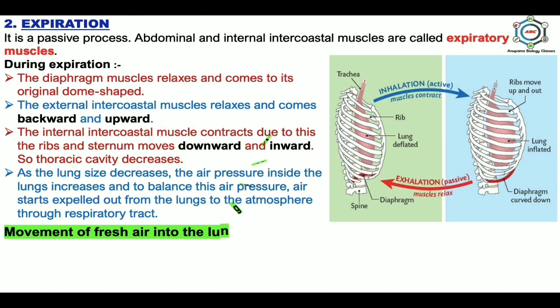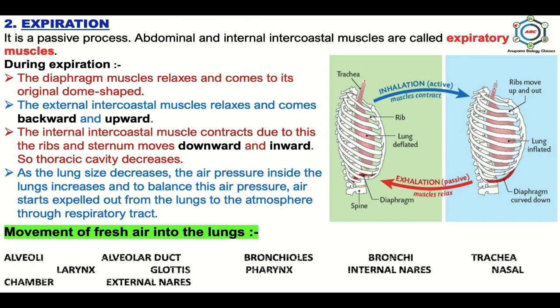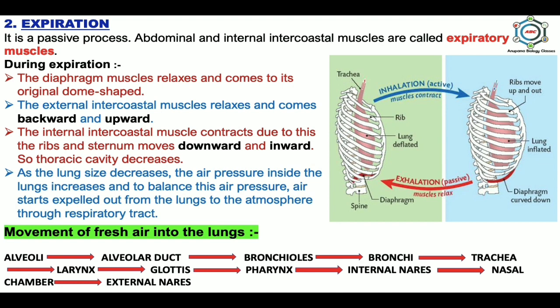Now, the movement of air out of the lungs. Here, in the case of expiration, you can see how the air moves from the alveoli to the external nares. Air moves from the alveoli to the alveolar duct, from here to bronchioles, then bronchi, then trachea, then larynx, glottis, pharynx, internal nares, nasal chamber, and after that the external nares, and from here it is expelled outside. So this is the whole mechanism of breathing in the human being.